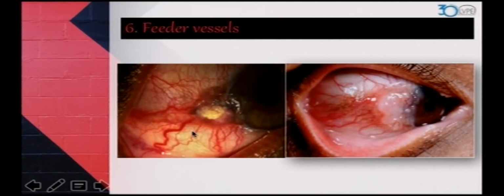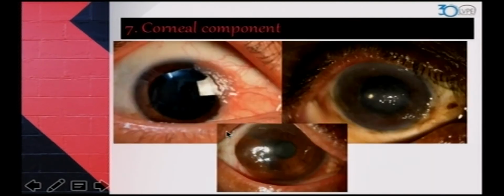Feeder vessels. So what are feeder vessels? Feeder vessels are dilated, tortuous conjunctival vessels which dip into the lesion. So feeder vessels are very important features of OSSN. So you need to see whether there is any corneal component to the lesion. If present, in the management, you will have to add alcohol keratoepitheliectomy to it. So the corneal OSSN is very different from the conjunctival form.